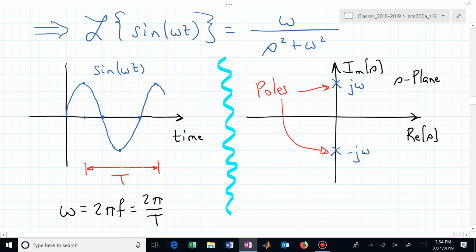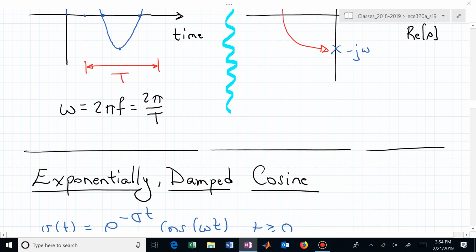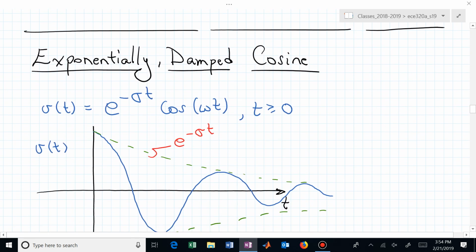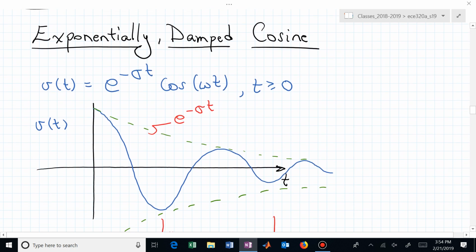I want you to start getting comfortable with time domain waveforms. Oh, a sinusoid. You can visualize that in your head, and then you can see where its poles are in the complex plane. Let's step it up a notch. We've talked about exponentials. We've talked about sine and cosine. Let's put them together. An exponentially damped cosine.